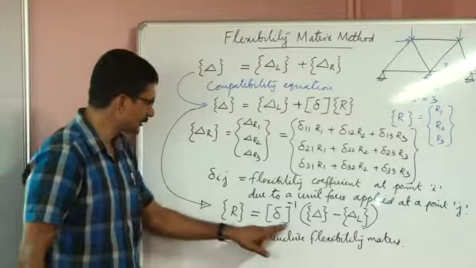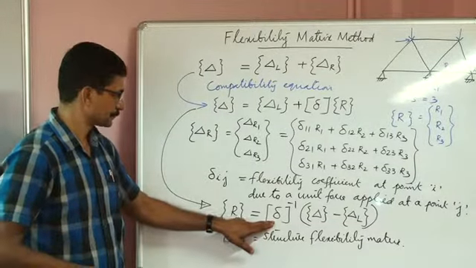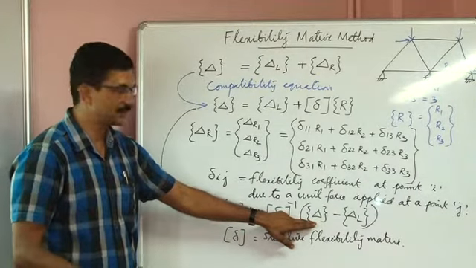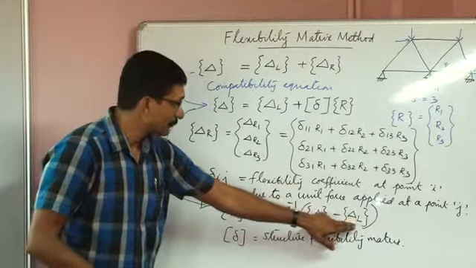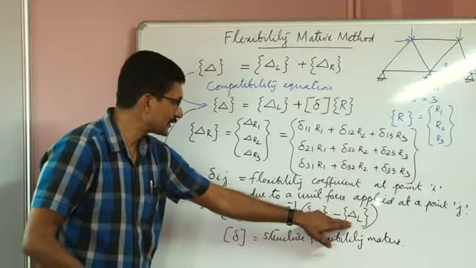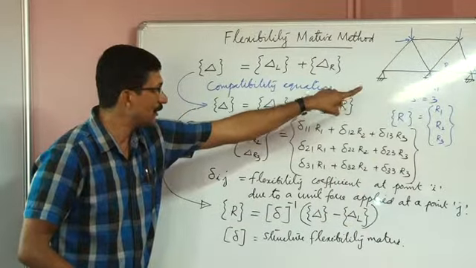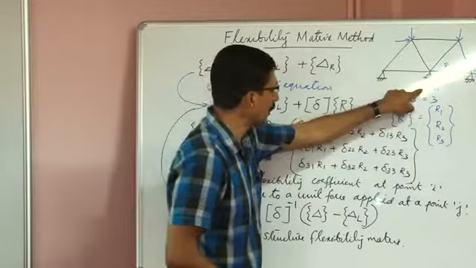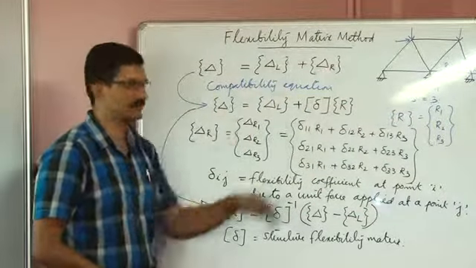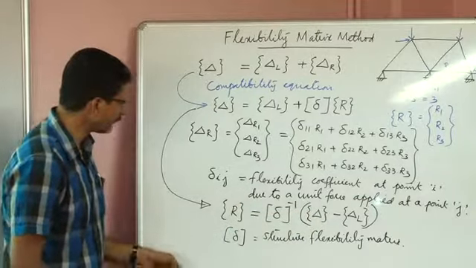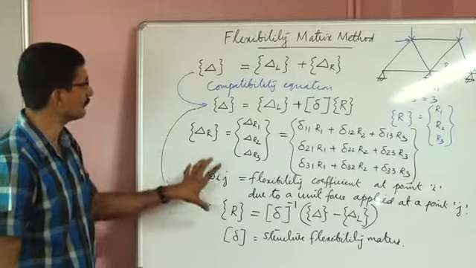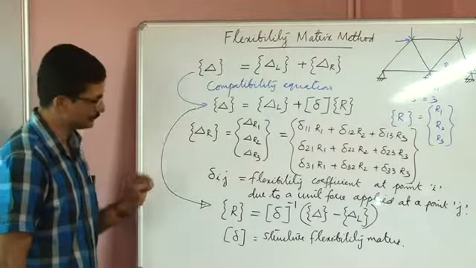So the structure flexibility matrix is to be developed first. Then assemble the known displacements of joints in this delta L vector. Formulate this delta L vector. Delta L vector is the displacements at the joints, say 1, 2, 3 over there, corresponding to R1, R2, R3 over there, due to the externally applied forces in the released structure. So once you do that, you can find out the unknown forces by solving this equation. That is the essence of this flexibility matrix method.